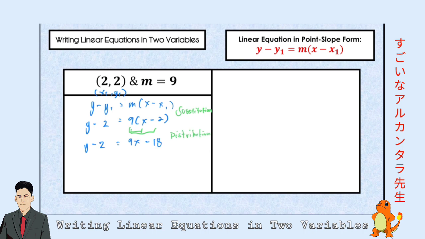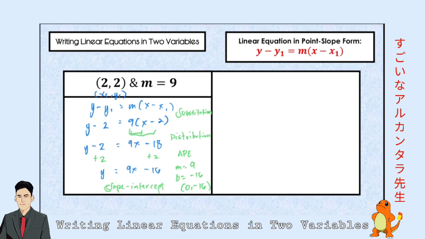So doing so, we can now add 2 to both sides of the equation. This is addition property of equality. The reason behind this is because you want the y to be isolated first. So you will have y is equal to 9x minus 16. This is now in slope-intercept form, and we can identify our slope as 9 and the y-intercept b as negative 16. Therefore, it is a point that we can locate at 0, negative 16, because we identify the y-intercept by having our x equal to 0.